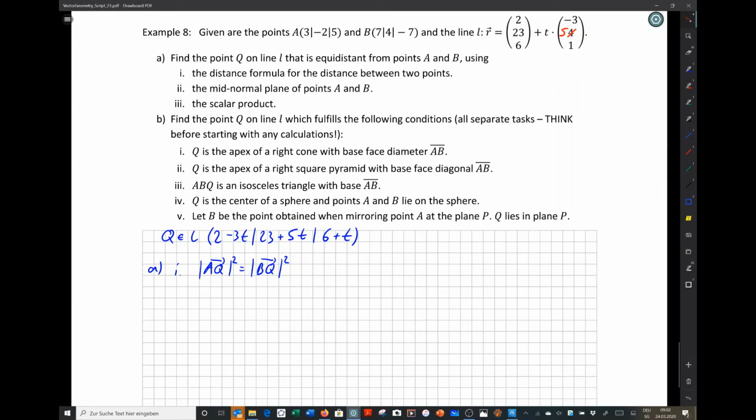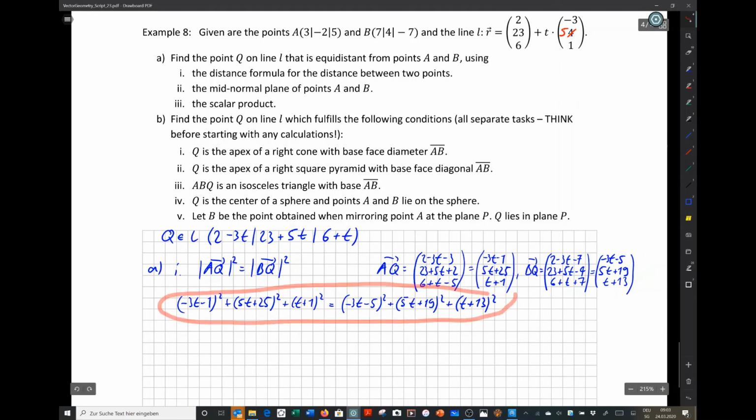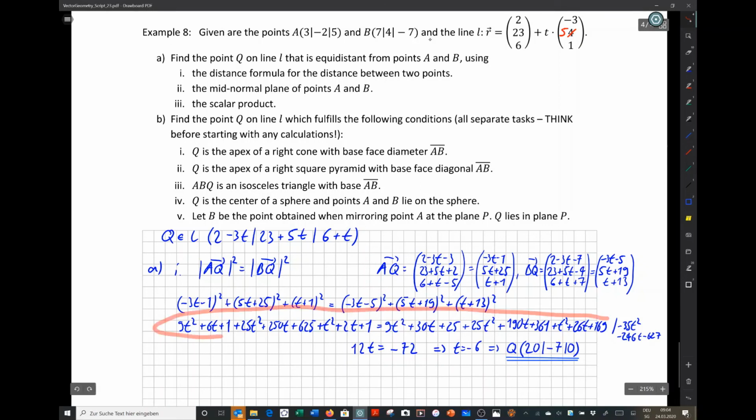The distance between points A and Q can be calculated as the length of the AQ vector, and so we can set the length of the AQ vector equal to the length of the BQ vector, or to simplify our life we'll set the squares of these lengths equal. Using the coordinates of point Q and A, we get this vector as the AQ vector, and with the coordinates of B, this vector as the BQ vector. Calculating the squared length of these two vectors, we get this equation. When expanding it, we get this long equation, and solving it for t, we get in the end that t equals minus 6. And inserting that value here, we get Q is (20, minus 7, 0).